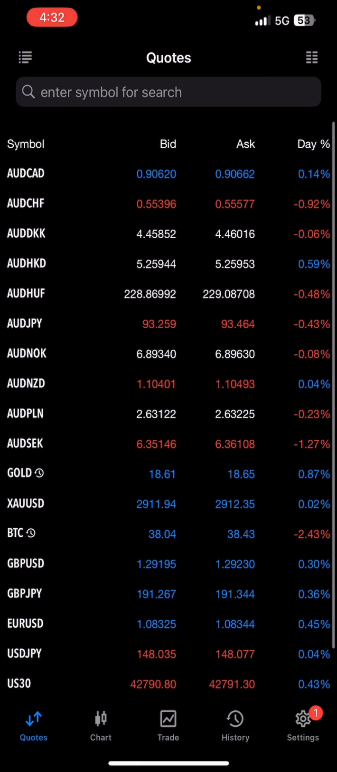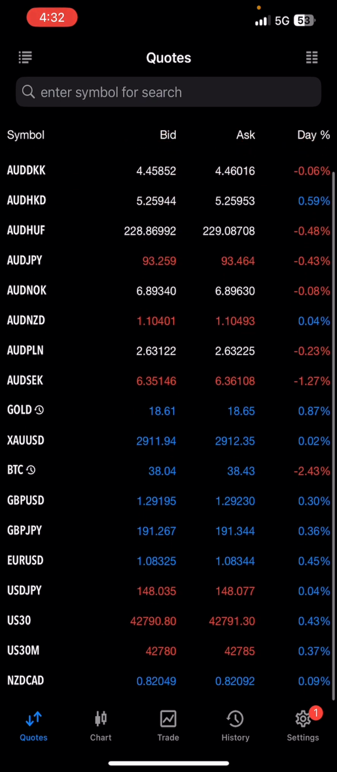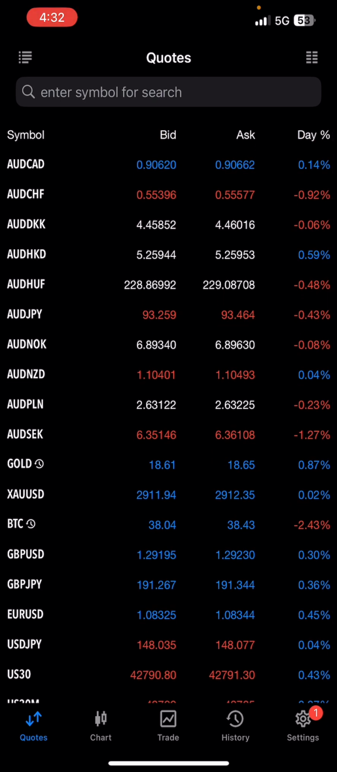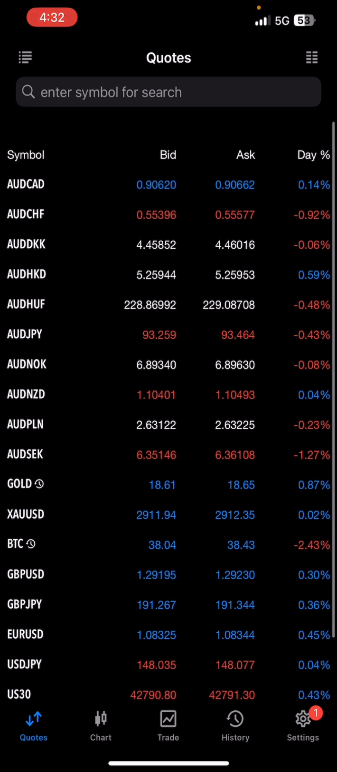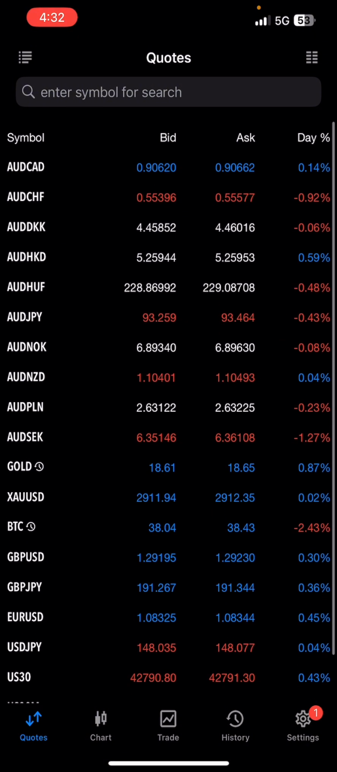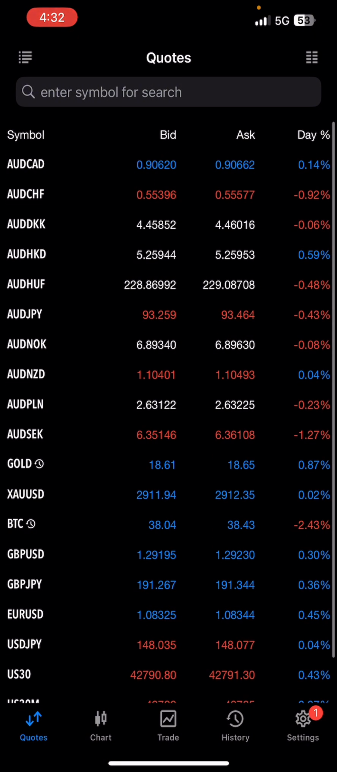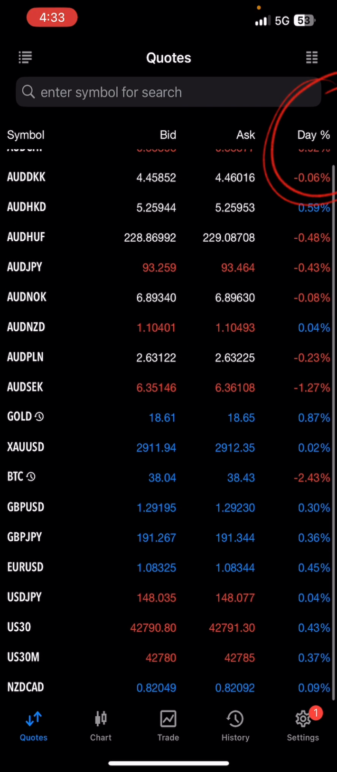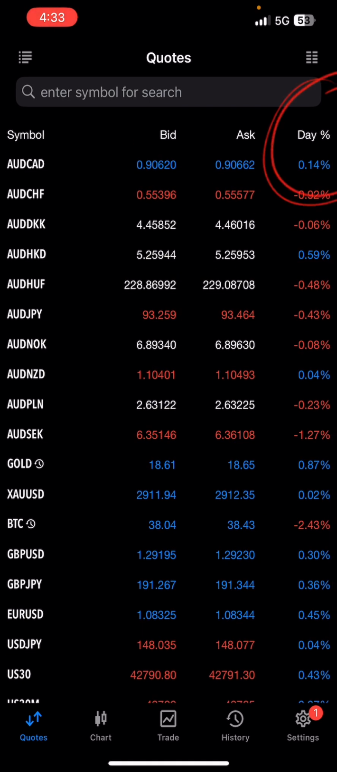The next thing is the bid price and the ask price. The bid price is how much buyers are willing to pay for the commodity. The ask price is how much sellers are willing to sell it for, right? The difference between the bid price and the ask price is something called spread, and that's how your broker makes money from you. But we'll discuss all of that in the next series, right?